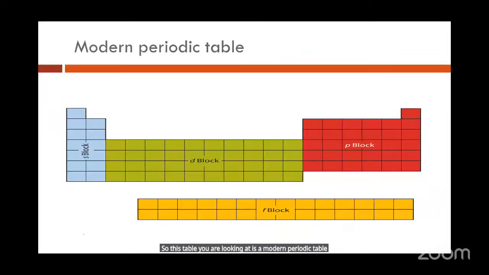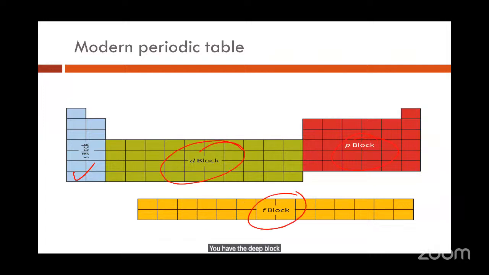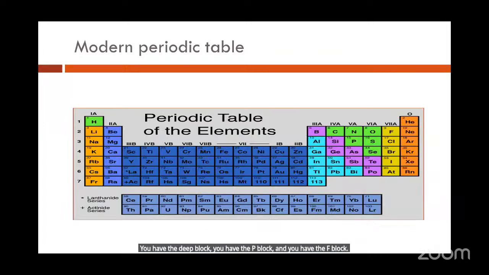I did not put the Mendeleev periodic table here. And when you look at them in terms of block, then you have the s block, group 1 and 2. You have the d block, you have the p block, and you have the f block. All these are what you are supposed to know.